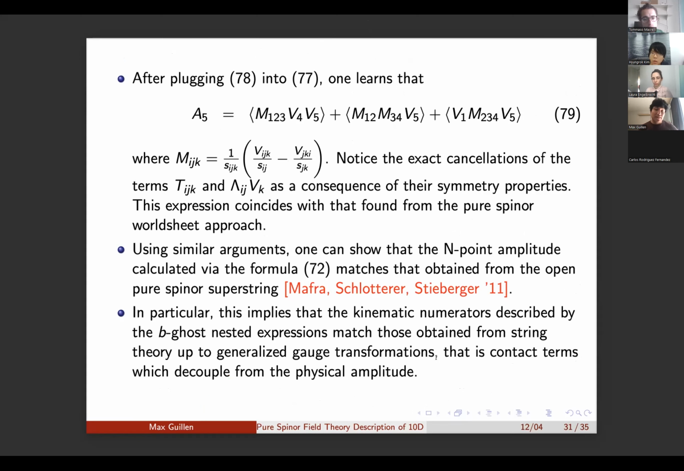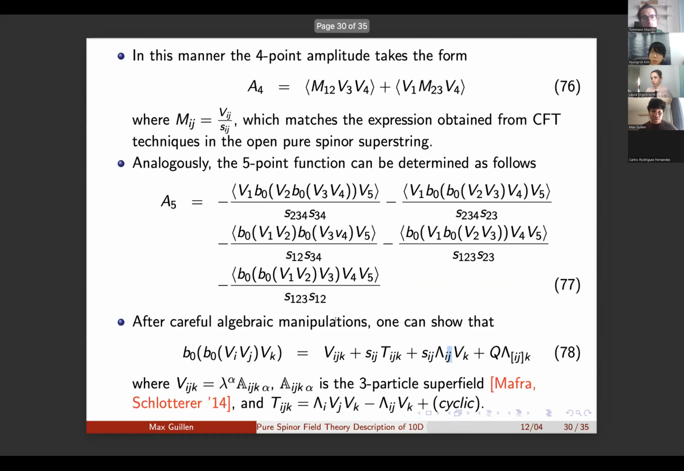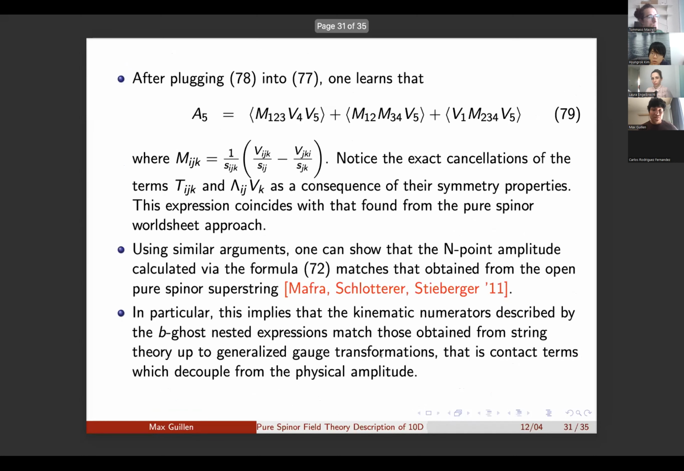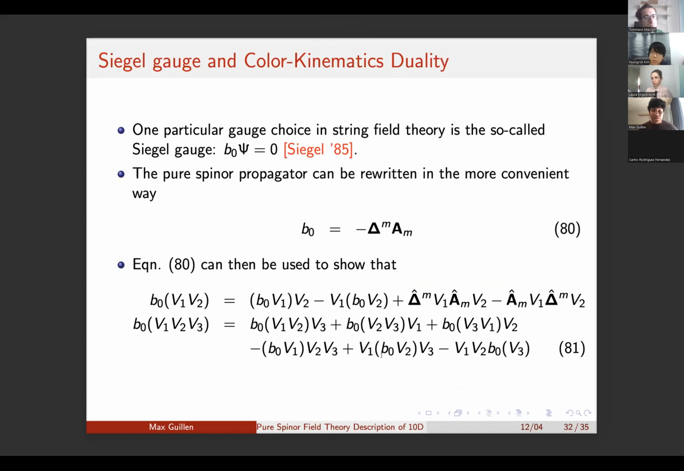So we basically give an argument that we can show this for the n-point amplitude. So we have a match between our amplitudes computed from the field theory viewpoint with the amplitudes obtained from the CFT viewpoint. And yeah, the only difference is that our kinematic numerators contain these contact terms here, which are not so important if we want to compute these scattering amplitudes in the end, right? So let me just finish in 1 minute.